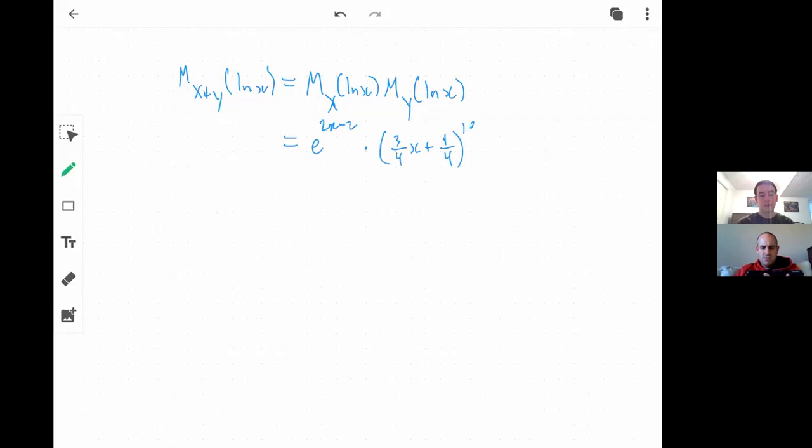So this is sort of annoying. I'm going to pull out 3/4, okay? And if I pull out 3/4, it's going to be raised to the 10th power. And this is going to be x plus, what would I need to do? If I pulled out 3, it would be x plus 1/3.